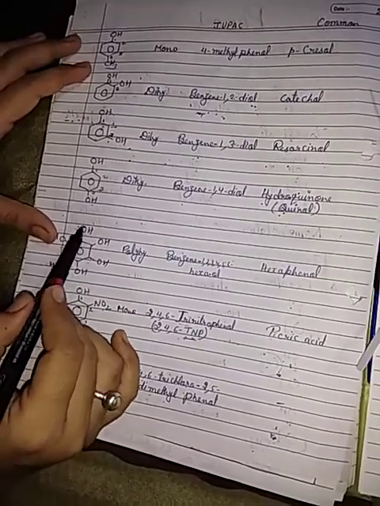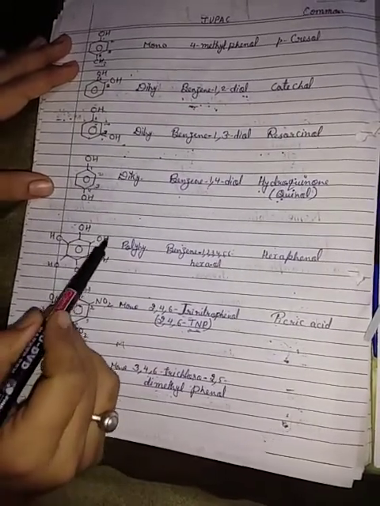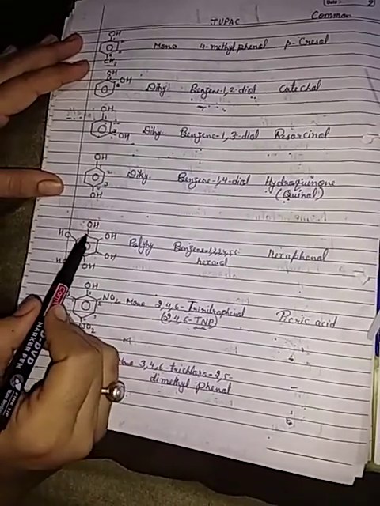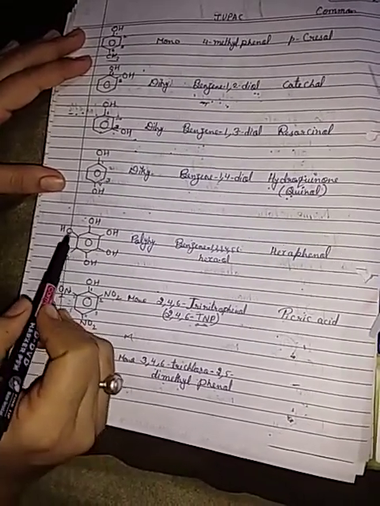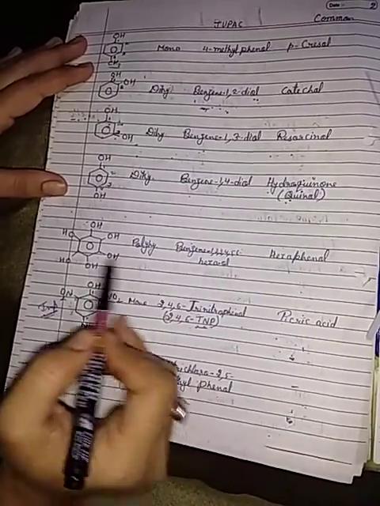The next example is benzene attached with 6 OH groups. 1, 2, 3, 4, 5, 6. So more than 2 OH groups are attached. The category is polyhydric, and the name is benzene 1, 2, 3, 4, 5, 6, hexa, 6, ol, and its common name is hexaphenol.